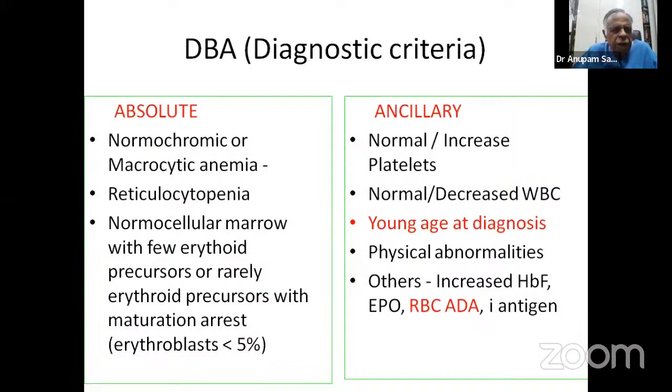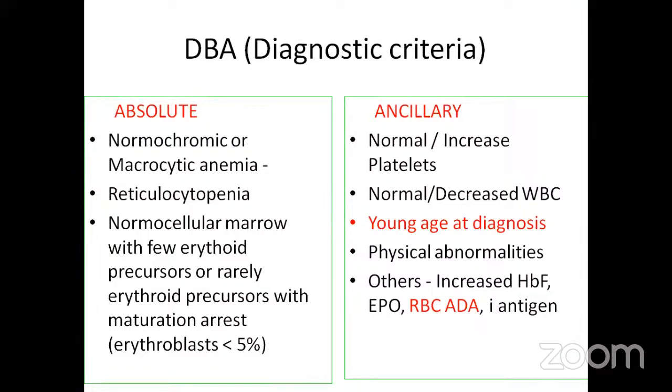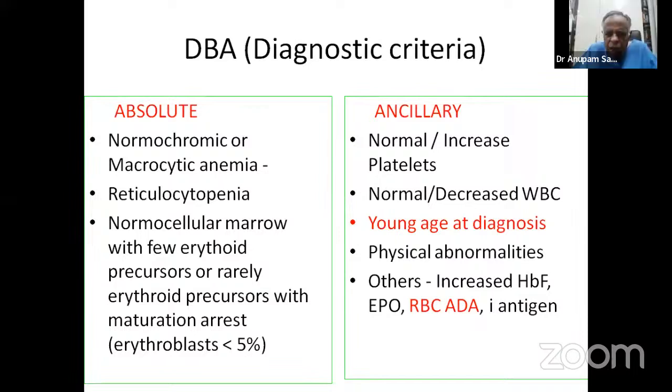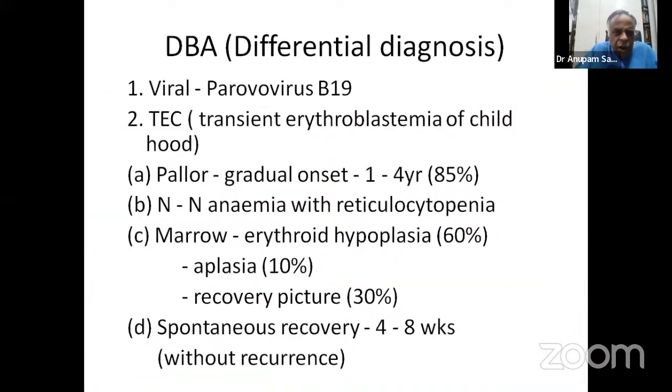criteria are that you should have a normocytic or a macrocytic anemia. You should have reticulocytopenia, a normocellular marrow with few erythroid precursors, or rarely erythroid precursors with maturation arrest. The erythroblasts should be less than 5%. Ancillary criteria are that you may have normal or increased platelets, normal or decreased white cells, physical abnormalities may be seen, and others are increased HbF, EPO, RBC ADA, and i antigen presence in these patients.